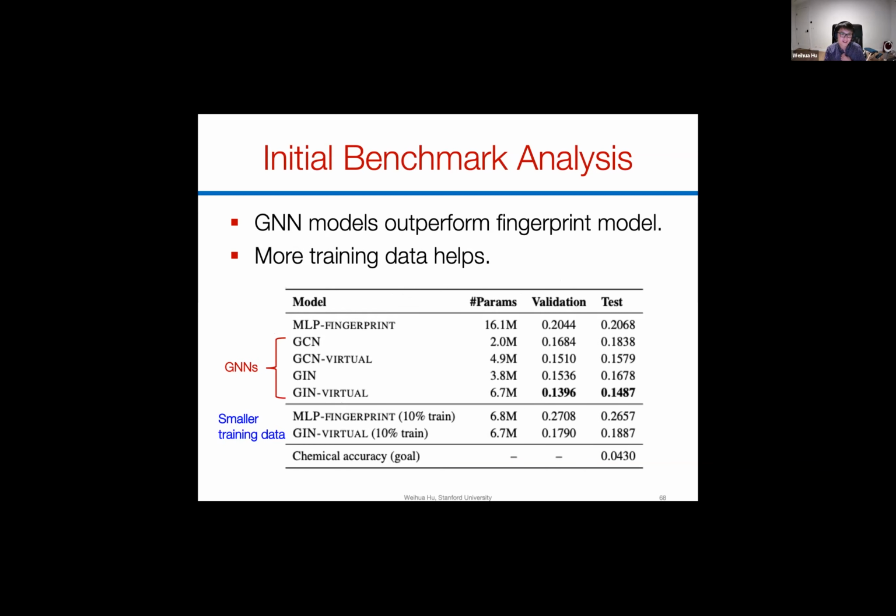And what we found is that the GNN models first outperformed the fingerprint model, as you can see here. We also find that if we only train on 10% of the training data, the performance of both the fingerprint model and the GNN model actually deteriorates, which means that large data is really necessary. However, this mean absolute error is far from chemical accuracy, which is our goal in order to make this really chemically meaningful.